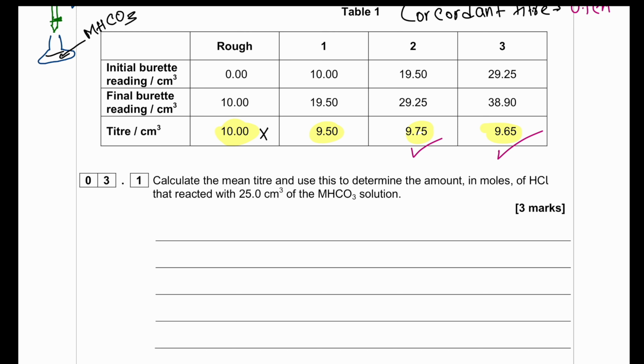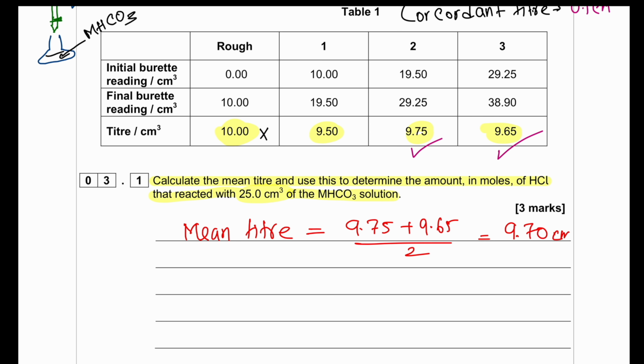Now the question says calculate the mean titre and use this to determine the amount in moles of HCl that reacted with 25 cm3 of MHCO3 solution. So the mean titre would always be from the concordant titres. 9.75 added to 9.65 divided by 2. This gives us a value of 9.70 cm3.